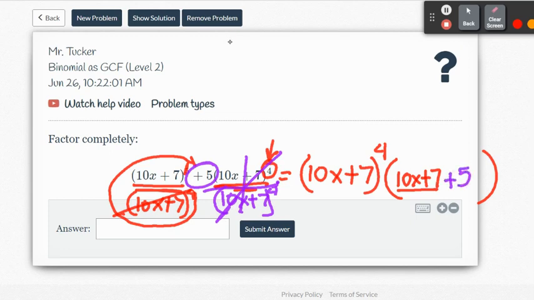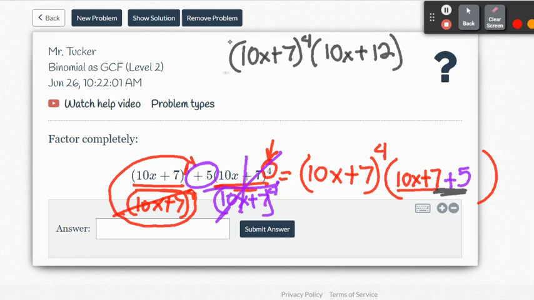So now I'm going to go ahead and combine these, the 7 and the 5. And I'm going to write it up top here. So I got 10x plus 7 to the fourth times 10x plus 12. And that would be complete with the binomial as GCF, but I'm supposed to factor completely.